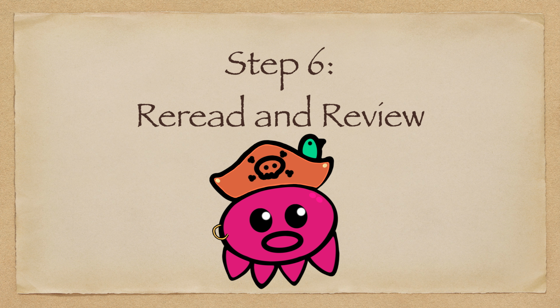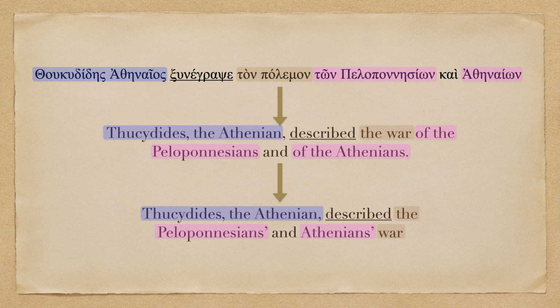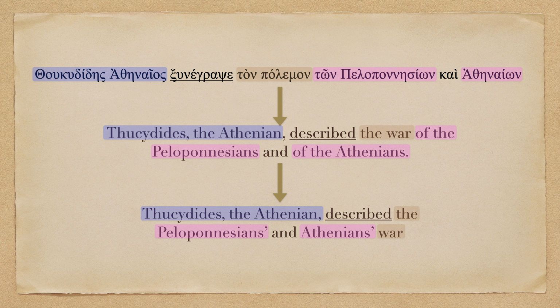Step 6. Review the translation. Reread both the ancient Greek and the English aloud. It will help you spot any imperfections. Thucydides Athenaios xun egrapse ton Polemon ton Peloponnesion kai Athenaion. Thucydides the Athenian described the war of the Peloponnesians and of the Athenians. And from there, you can choose to simplify it even further. Let's shorten it to Thucydides the Athenian described the Peloponnesian and the Athenian war. That sounds like a pretty good translation to me.